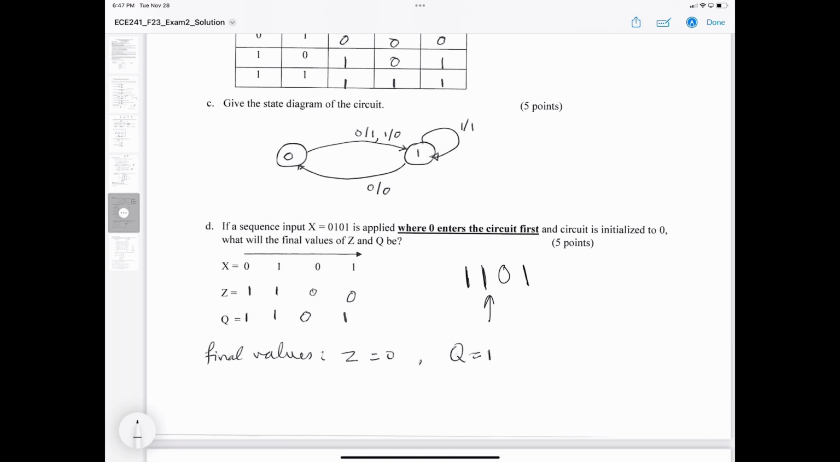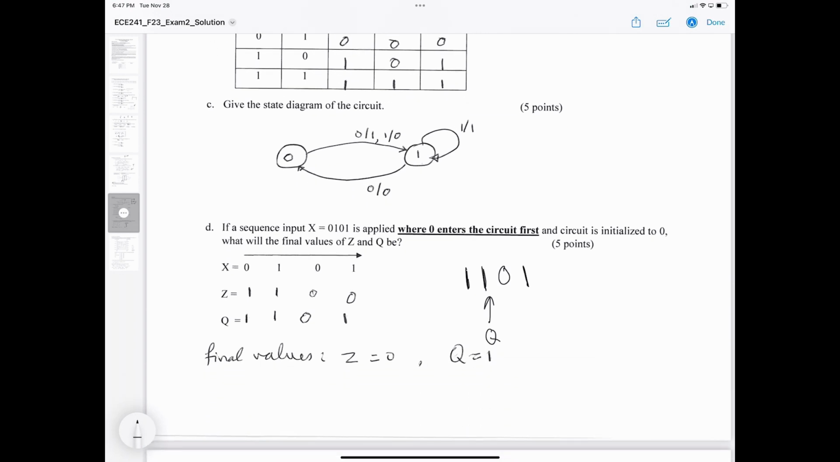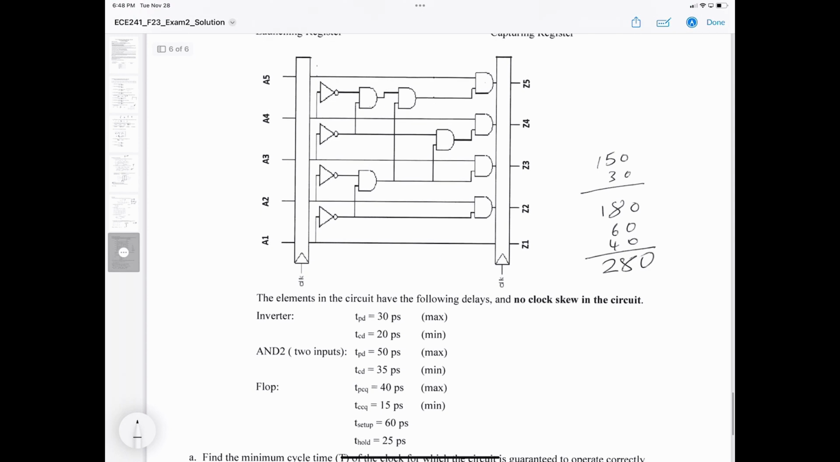So this is Q, or the states. Z, being the outputs, is equal to whatever outputs there were. The first input being a 0, the output's a 1. And the next one being a 1, it's a 1, 0, 0. And that's that.